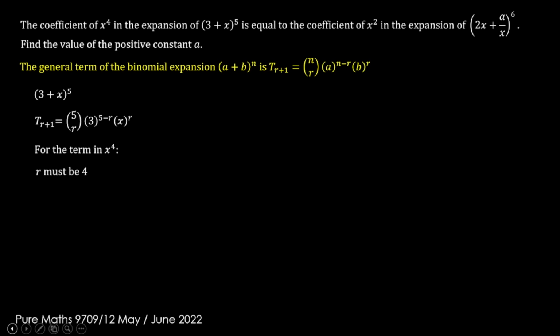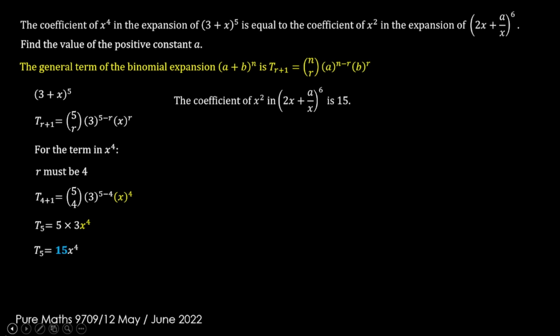For the term in x^4, r must be equal to 4. That then will give us the term T_(4+1), which is the fifth term, equals 5C4 times 3^(5-4) times x^4. So this is our x^4 here. So our fifth term then is 5 times 3 times x^4, which is 15x^4. That's the fifth term.